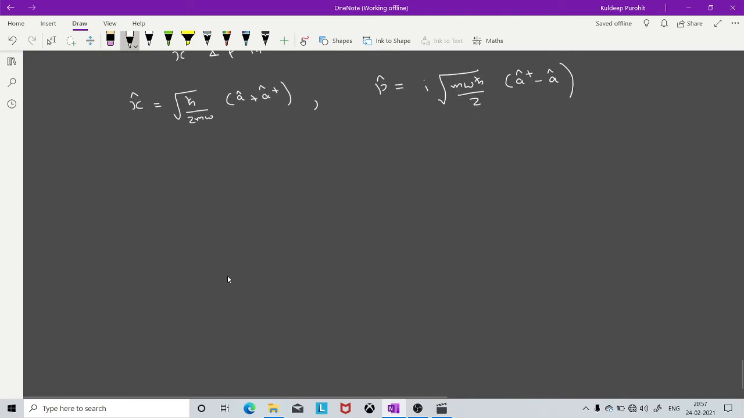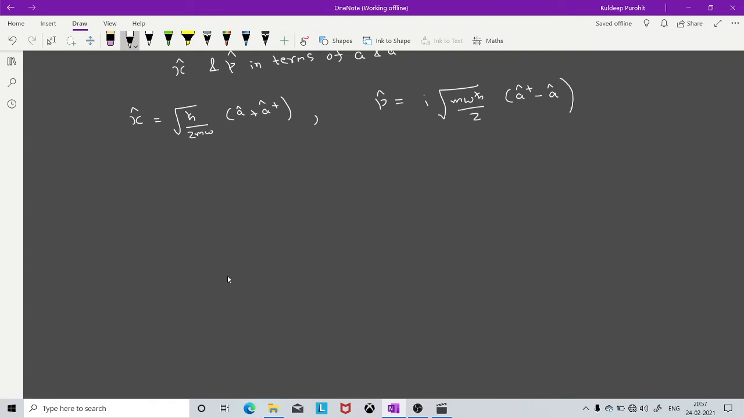Okay, so these are the two definitions of the position operator and this is your momentum operator. Now you can do a lot of interesting things using these definitions. What we will do is find the expectation value of x. I want to find the expectation value of the position operator.